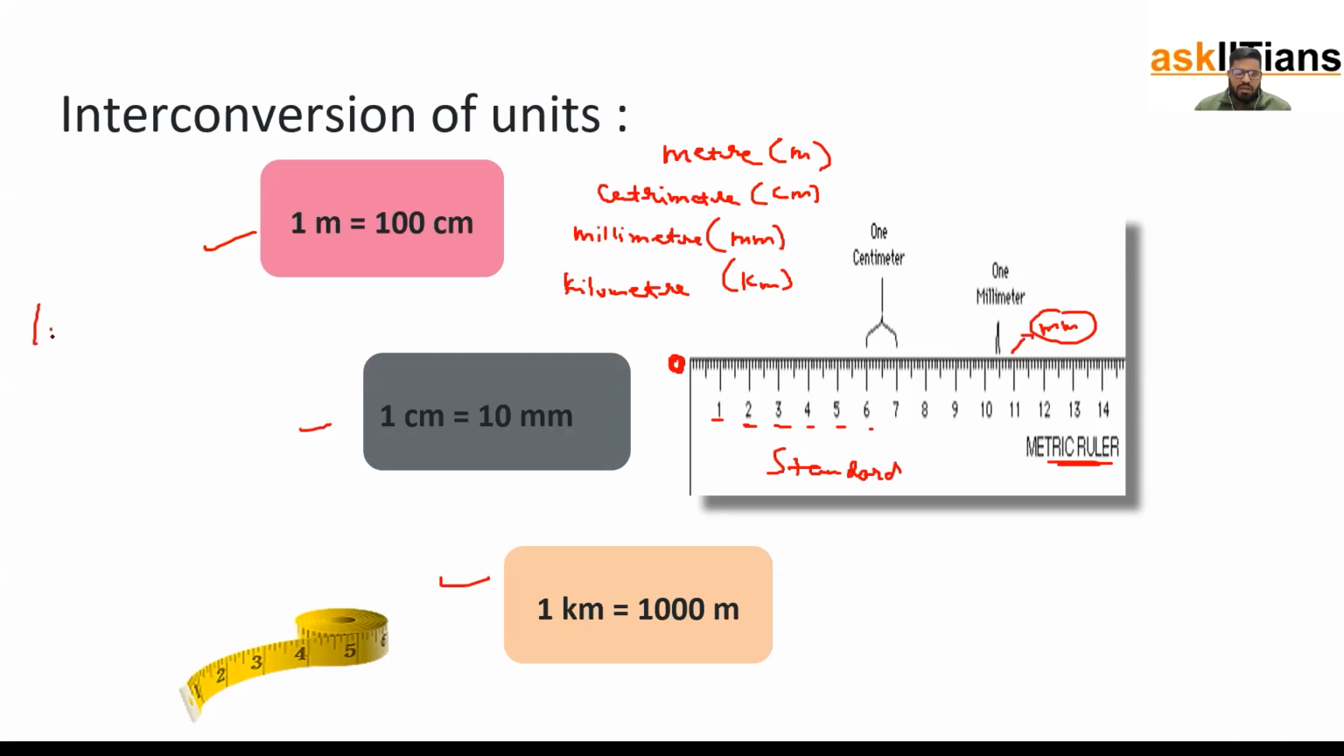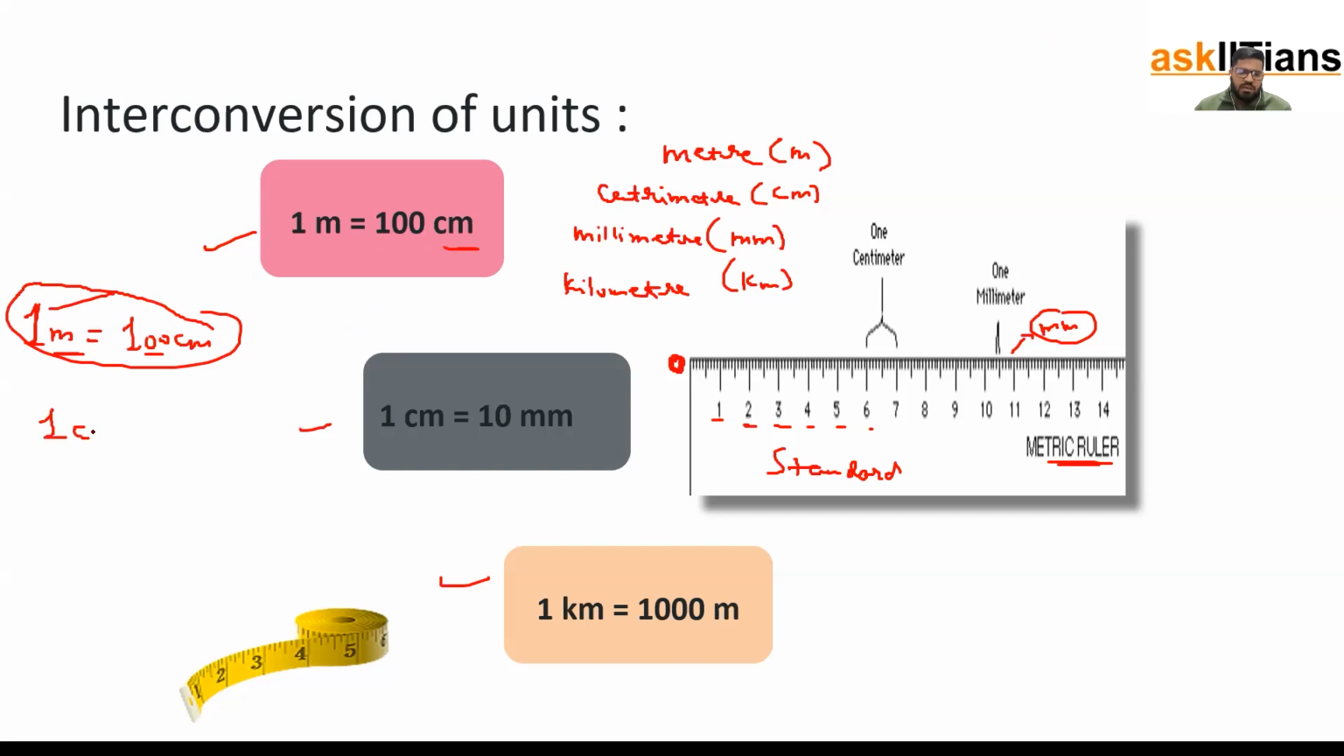Suppose 1 meter is equal to 100 centimeter. So what does that mean? If 100 units of centimeter combine, they will make a meter. So meter is a bigger unit in comparison to centimeter. If you have to measure some bigger distance, suppose the length of a room, you will prefer using meter. But if you want to measure the length of a pencil, then you will prefer centimeter, because centimeter is a smaller unit. You can simply use a centimeter scale.